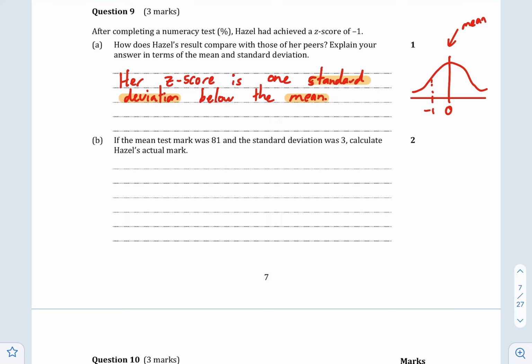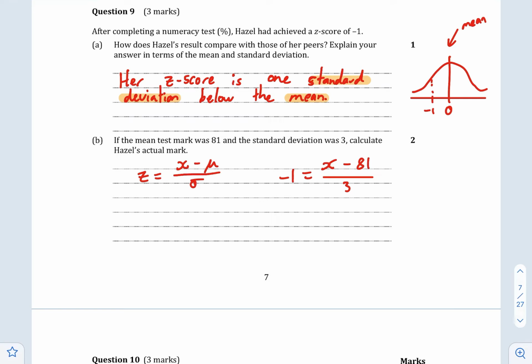Next, for B, if the mean test mark was 81 and the standard deviation was 3, we need to calculate Hazel's actual mark. First of all, I'm going to write down the z-score formula. Because we have her z-score, the mean test mark and the standard deviation, we can calculate her actual mark using the z-score formula. The formula, of course, is x minus the mean over the standard deviation. So when I substitute in the values, I get negative 1 is equal to x, because that's what we don't know. The mean is 81, and the standard deviation is 3.